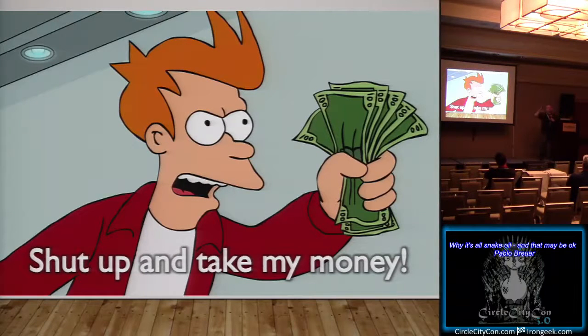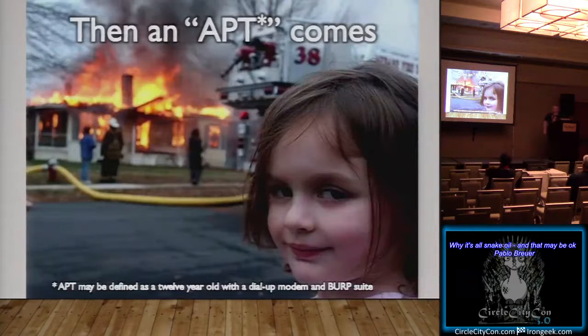And we just throw gobs of money at this. Gobs and gobs of money. And about like 3 to 6 months later, the APT comes along, and our network's on fire. And APT is basically anybody that got past your next generation magic box of pew-pew. Or in this case, a 12-year-old with a dial-up modem and a copy of Burp Suite.